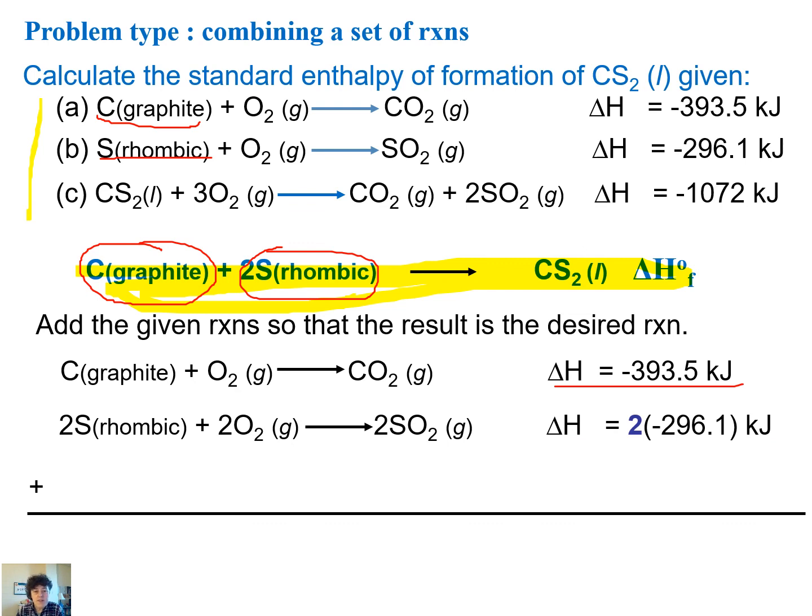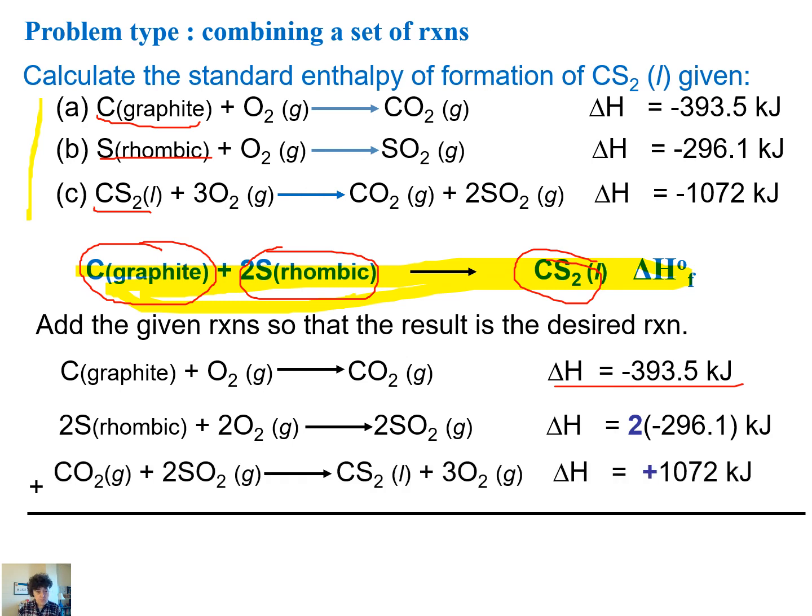And then finally, I'm looking for CS2, and I want it on the product side. So I see it in C, correct amount, 1 mole, but wrong position. So I need to flip that reaction. That's another thing that I can do. I can flip the reaction left and right, in which case I have to change the sign of delta H. So I can flip it and write down the number.